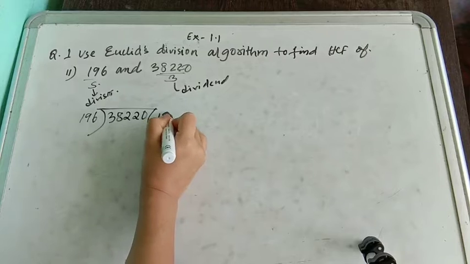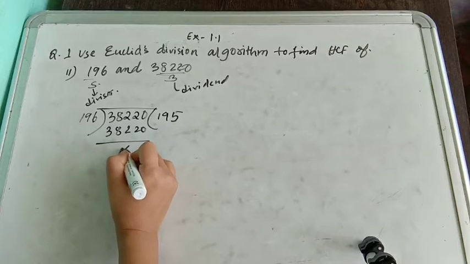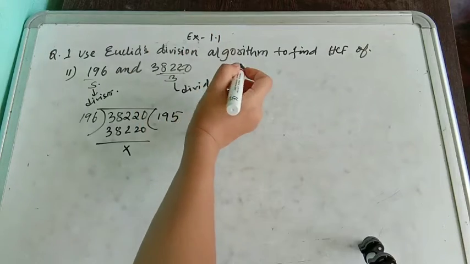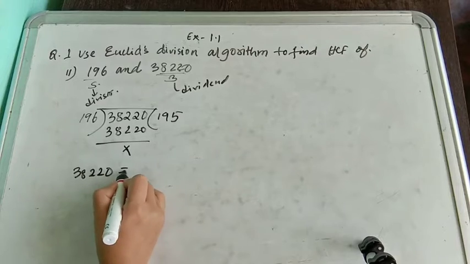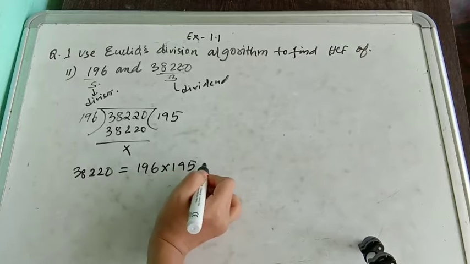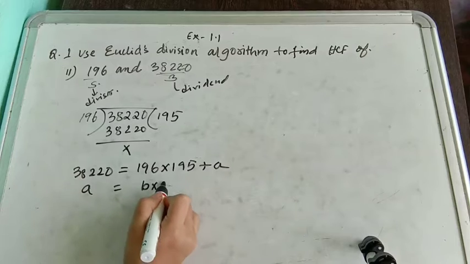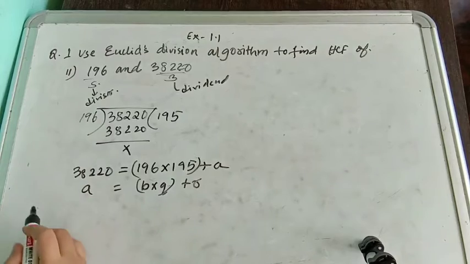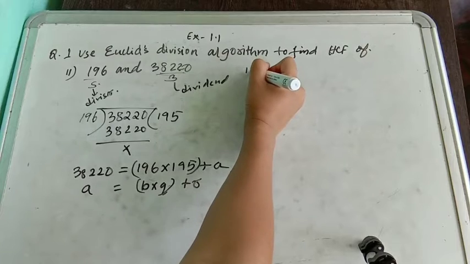So 196 into 195 gives 38220 and the remainder is 0. So as usual, when the remainder is 0, we don't need to proceed with the division any longer. Therefore, 38220 equals 196 into 195 plus 0. We know that according to Euclid's algorithm theorem, A equals B into Q plus R, where A is the dividend, B is the divisor, Q is the quotient which is 195, and here R is the remainder.